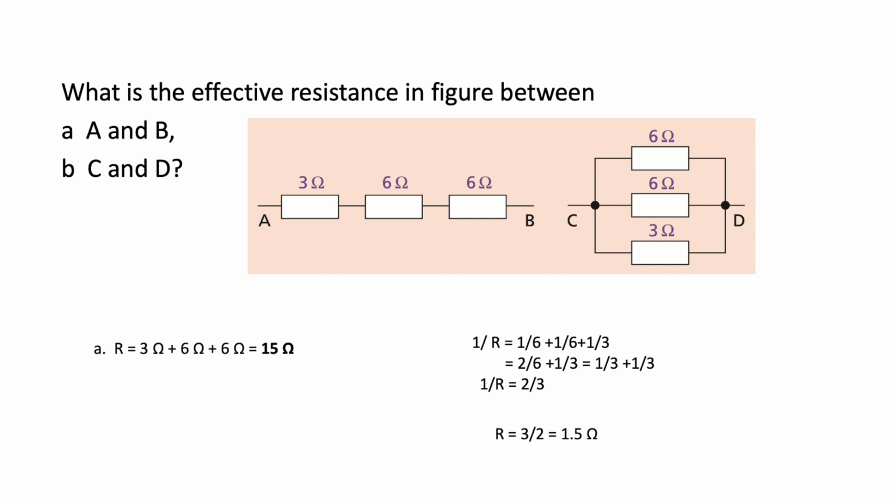Now if you look at these answers, in the series connection we have 3 ohm, 6 ohm and 6 ohm, and the effective resistance is more than 6 ohm. Now for the parallel connection, 3 ohm is the lowest resistor, but when we calculate the effective resistance, it comes out less than 3 ohm, that is 1.5 ohm.